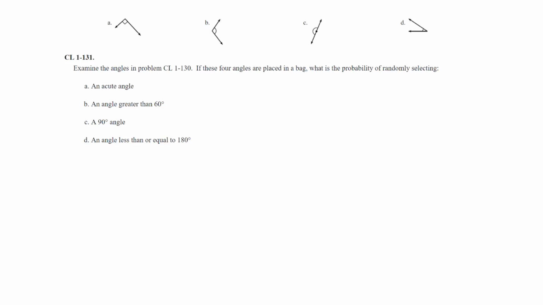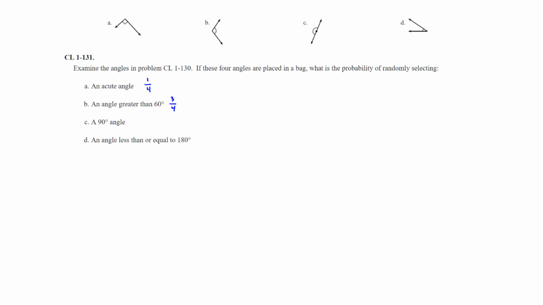Question 131. Examine the angles in problem 130. If these 4 angles are placed in a bag, what is the probability of randomly selecting an acute angle? So on this one we have 1 acute angle, so out of 4, so that'd be 1/4. Any angle greater than 60, we have a right angle, an obtuse angle, and a straight angle, so that would be a total of 3. That's greater than 60, so 3 out of 4, 75%.